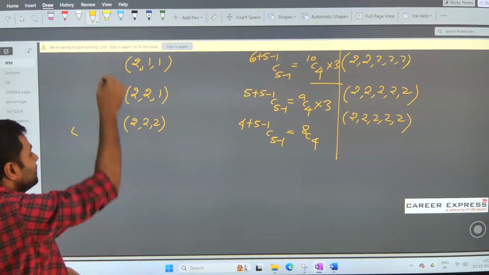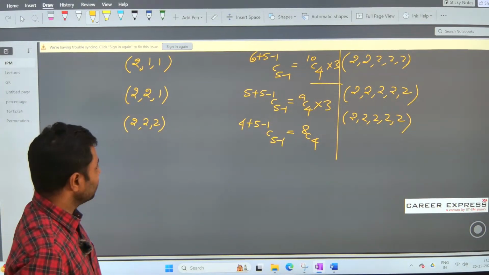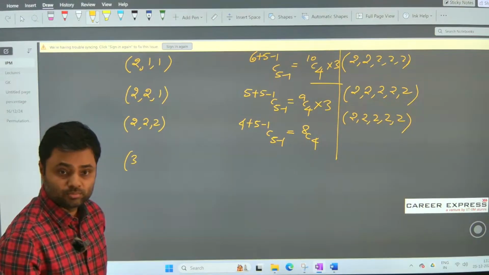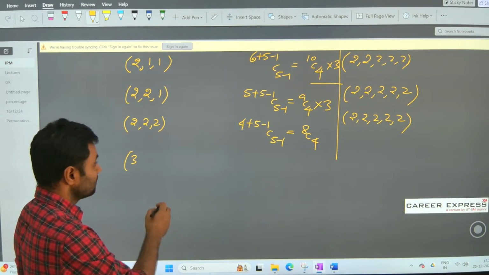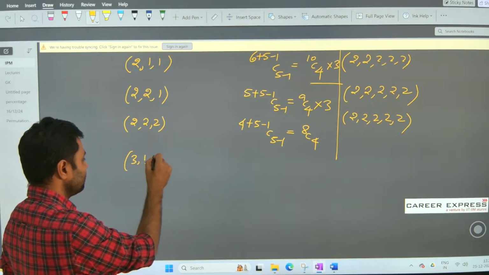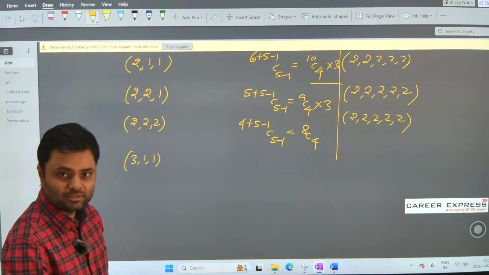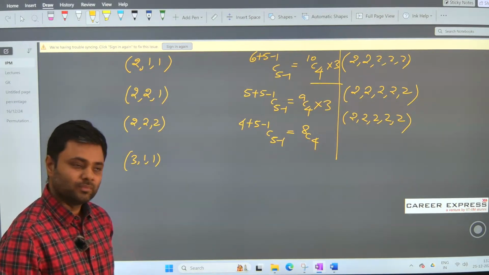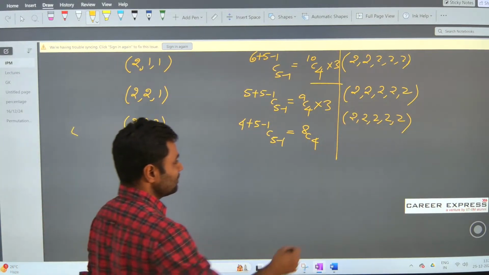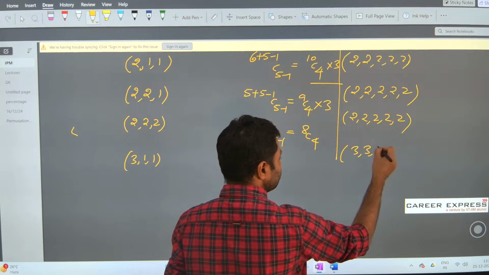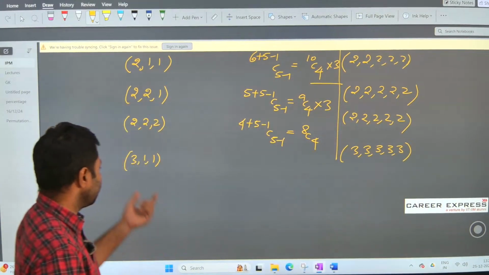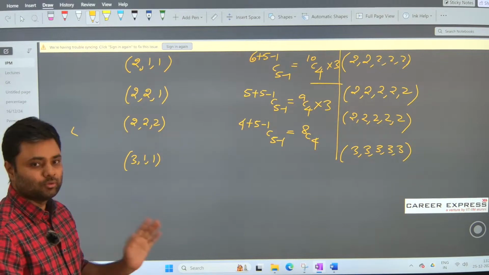So there is one more case that can happen here. If a boy gets three balloons, this can be 3, 1, 1. One boy gets 3 balloons, others get 1 balloon because 1 is minimum. You cannot give 0 balloons to anyone. So 3, 1, 1. That means all the girls will have minimum 3 balloons. So there are 15 balloons and 5 balloons here. So all 20 balloons have been used up.